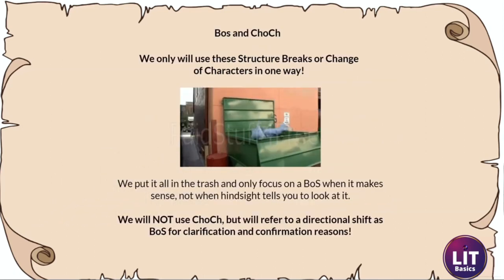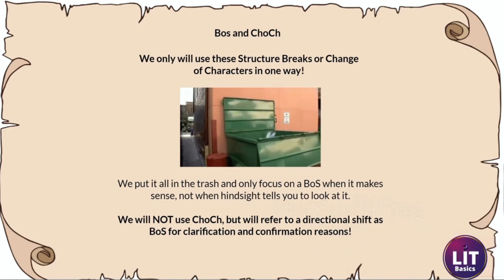So if you go to the next slide, what we do with break of structures and CHoCHs: for now, we only will use structure breaks in one way. First of all, you throw the change of character in the trash. We put it in a simpler way, after we have other confluences, and only then will we look for some sort of confirmation with a break of structure. We will never use CHoCHs ever again. You will not hear us speak about it after this, right? So CHoCHs are gone. We will only use it for other confirmations, and we just call it a break of structure.